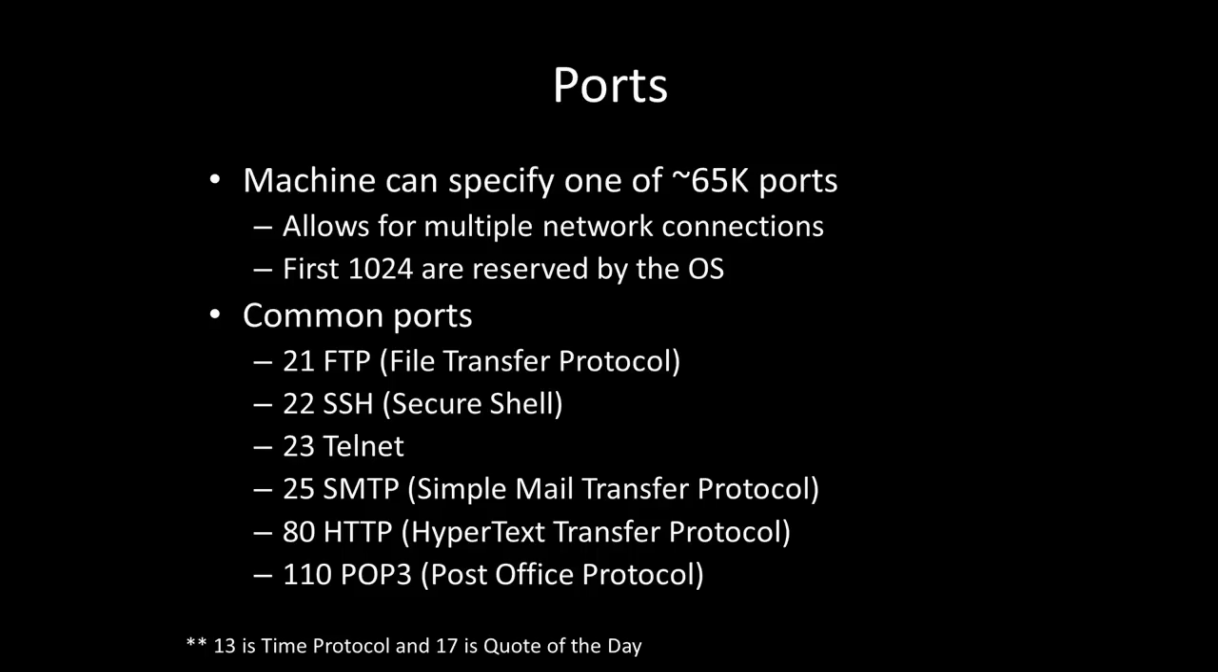Another thing that you need to know is that when we make a connection with another machine, we have to specify a port. Now we have about 65,000 ports that we could connect to, but what this does is allow for multiple network connections at the same time. Another thing you need to remember is that the first 1,024 ports are reserved by the operating system. So I just listed a couple of common ports here.